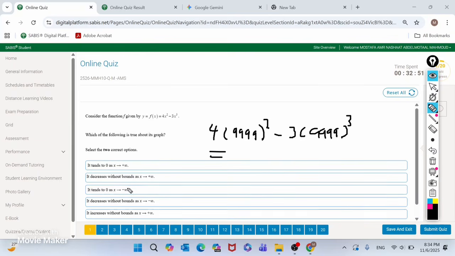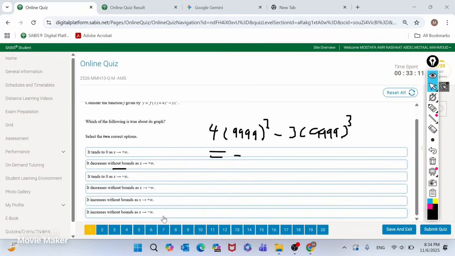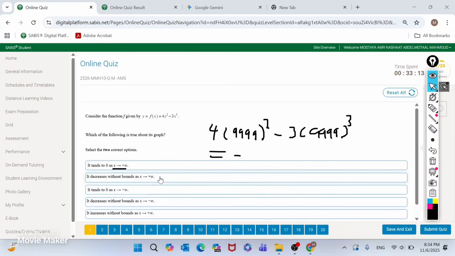it tends to 0. So we put in a positive number, so x approaches positive infinity here. If we put a positive number, the answer we get in the calculator is negative. You put it on your calculator, see what number it gives you. It gives you a negative answer. So it decreases as x approaches infinity.